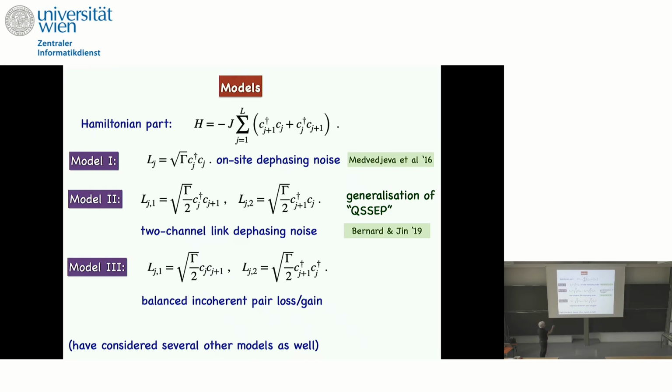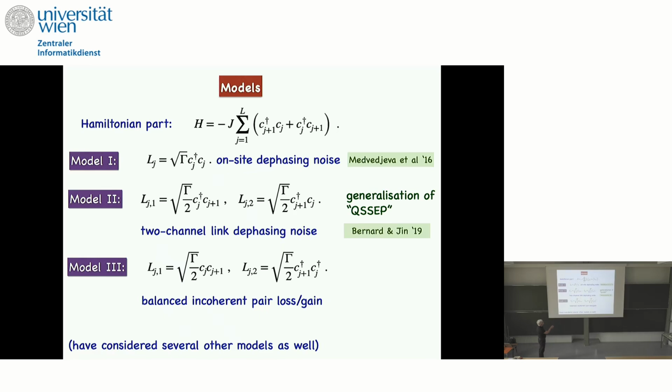Then for the second model, we take jump operators that act across a bond. That model is also very closely related to recent literature. It's a generalization of what is called the quantum symmetric simple exclusion process, which was introduced by Denis Bernard and Tony Jin. It's a generalization in the sense that they studied a purely dissipative model, only jump operators, so we add the Hamiltonian part.